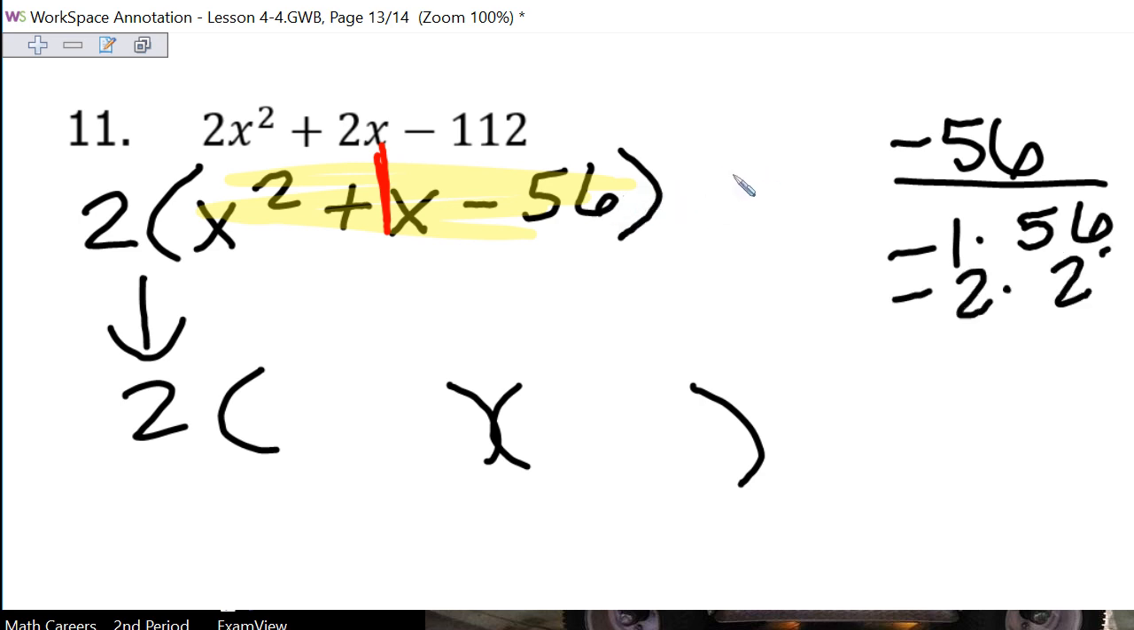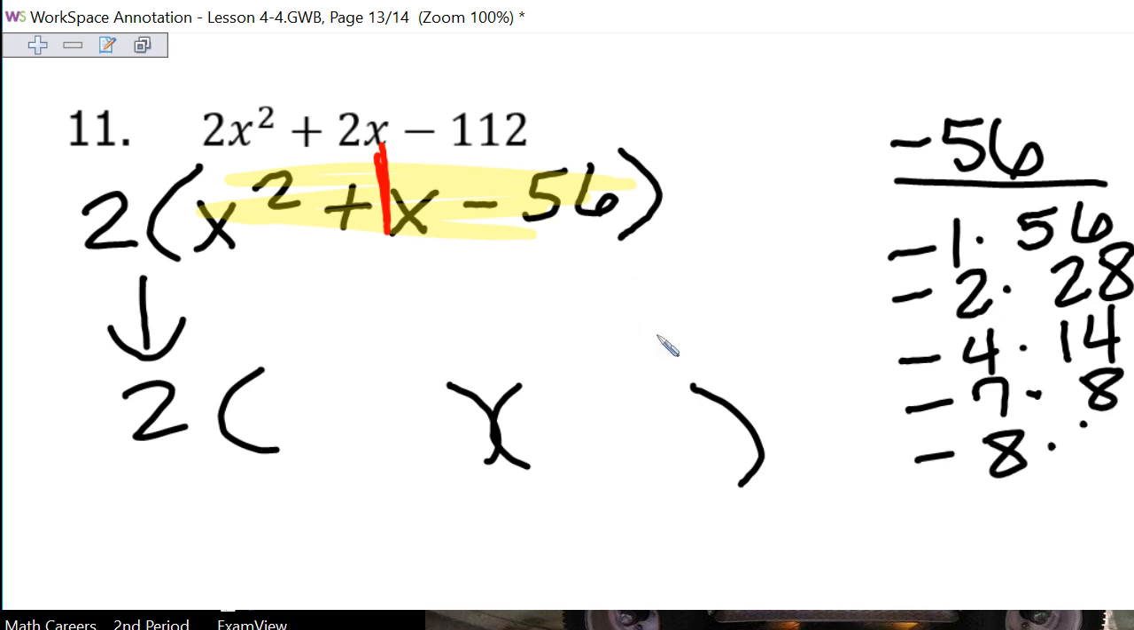Will 3 work? Will 4 work? Negative 4 times 14. Negative 5 won't work. Negative 6 won't work. But negative 7 times what? 8. And then they start repeating: negative 8 times 7, negative 14 times 4, negative 28 times 2, negative 56 times 1. Now we want to add up to positive 1. Which pair adds to positive 1? Negative 7 and 8.